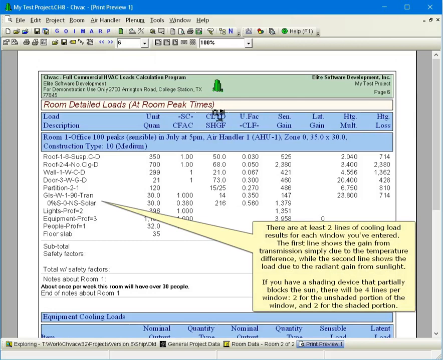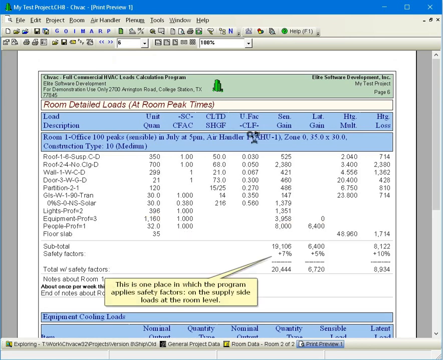There are at least 2 lines of cooling load results for each window you've entered. The first line shows the gain from transmission simply due to the temperature difference, while the second line shows the load due to the radiant gain from sunlight. If you have a shading device that partially blocks the sun, there will be 4 lines per window, 2 for the unshaded portion of the window and 2 for the shaded portion.